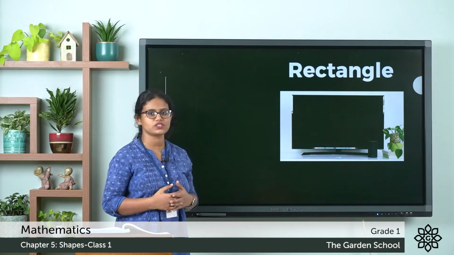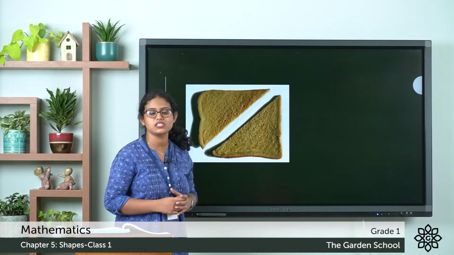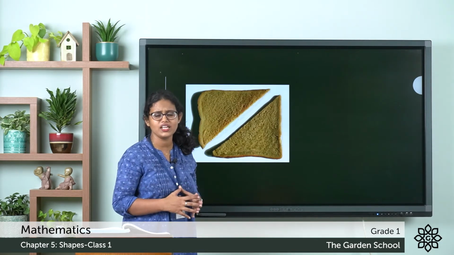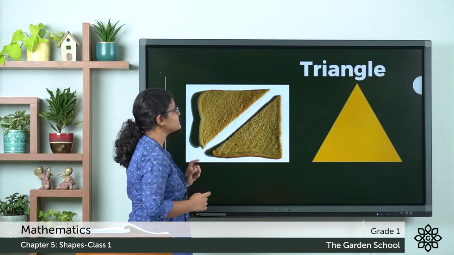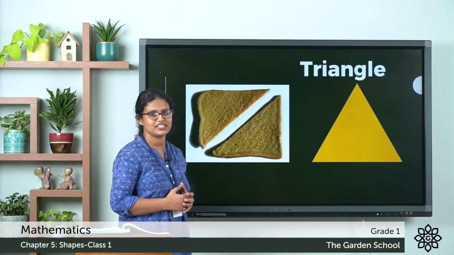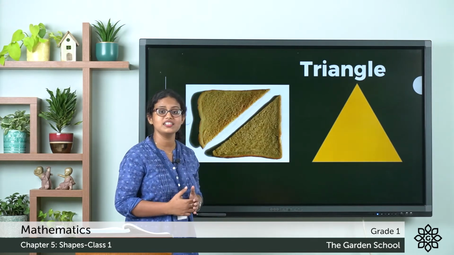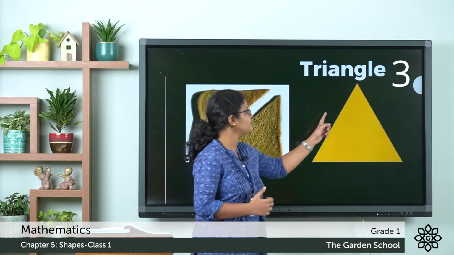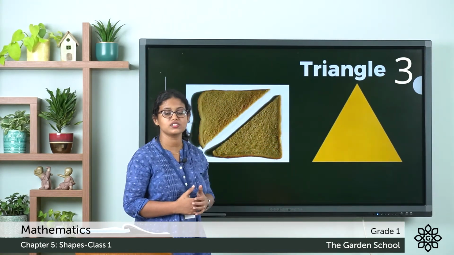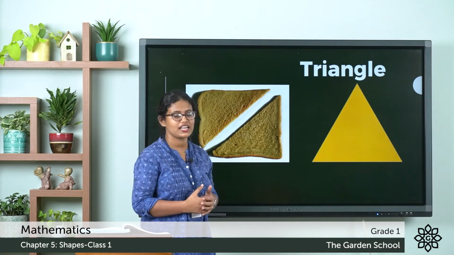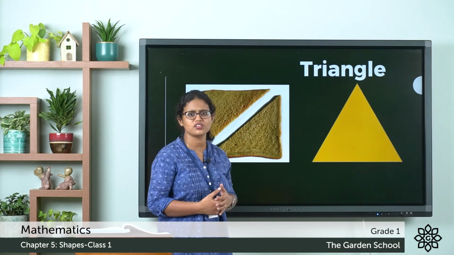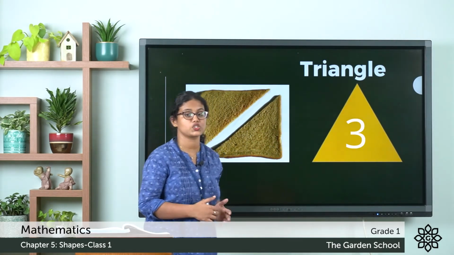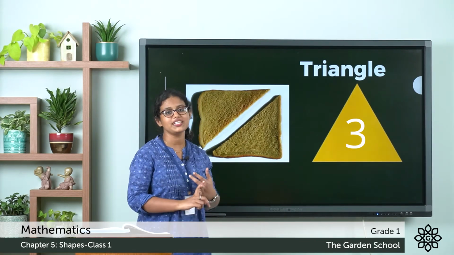Moving on to the next shape. You can see 2 slices of bread, right? So, what shape is this? Can you all identify what shape is this? It is triangle in shape. See, how many sides are there? 3 sides. 1, 2, 3. And what about corners? How many corners are there? There are only 3. 1, 2, 3. So, there are 3 sides and 3 corners.